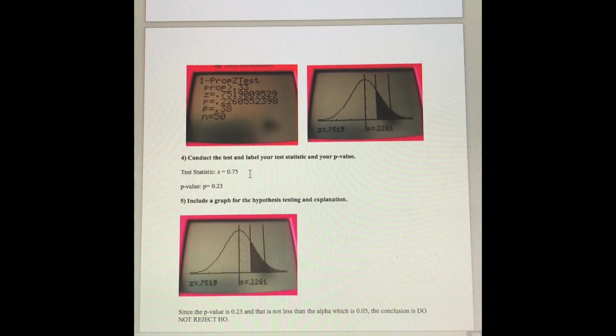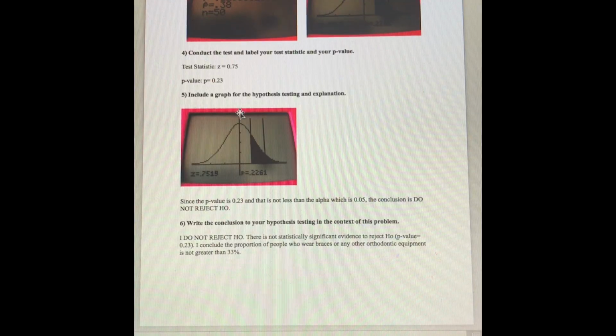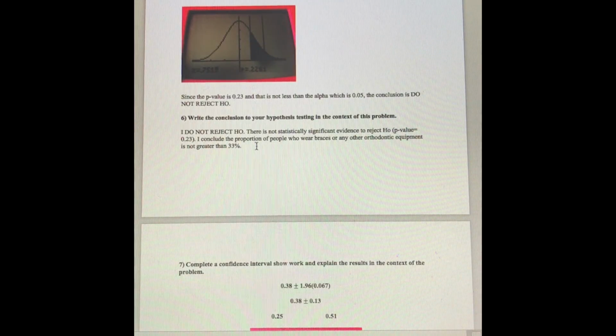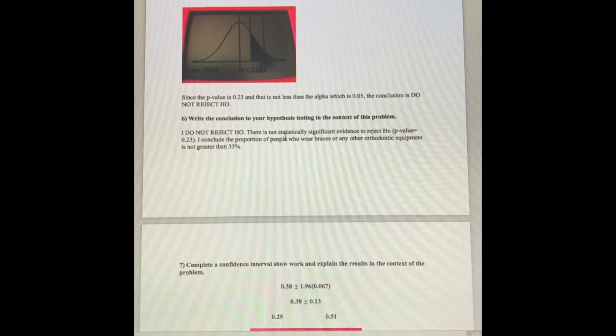Here I labeled my test statistic and my p-value again. My test statistic was 0.75 and my p-value was 0.23. I included a graph which told me that my p-value was 0.23 and that it is not less than the alpha, which is 0.05, which got me to the conclusion that I do not reject H0. Here's my conclusion that I do not reject H0 and that there is not statistically significant evidence to reject H0.